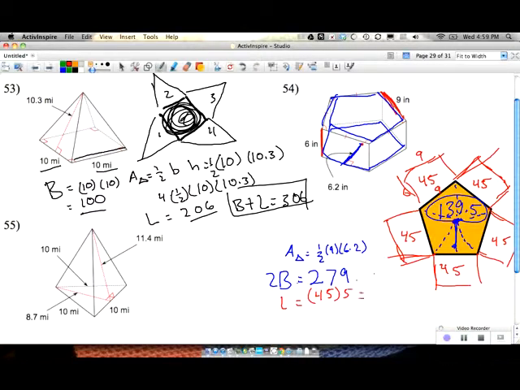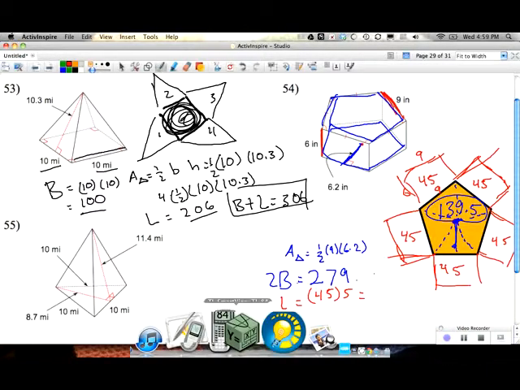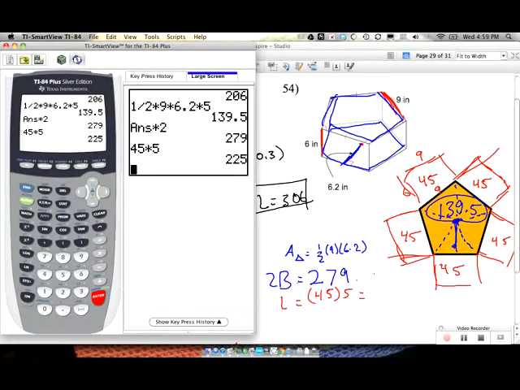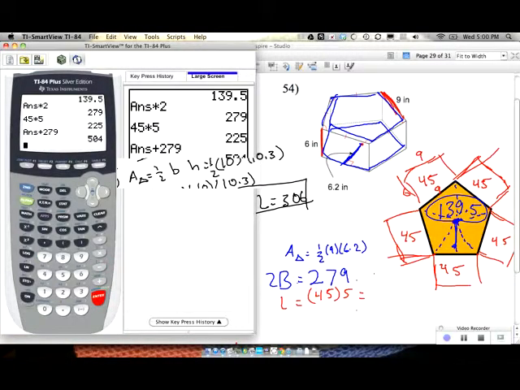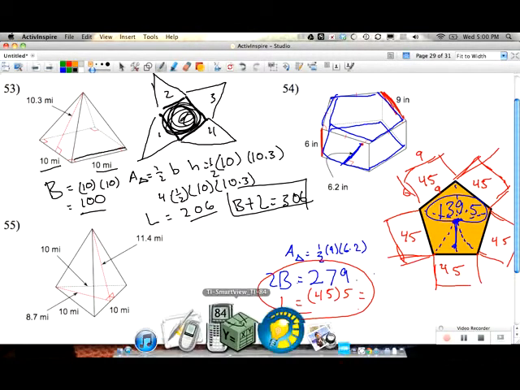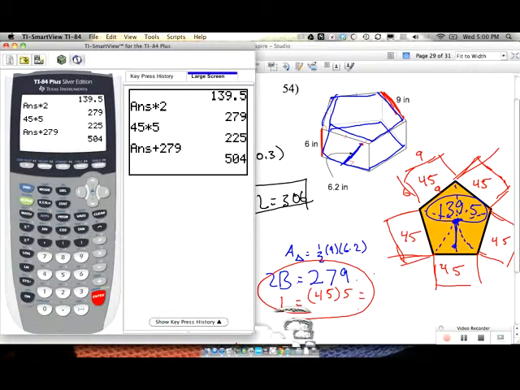which equals 225. So I'm going to add those two things together. That plus 279 is 504. So these two pieces put together equals, as we just saw here, 504.